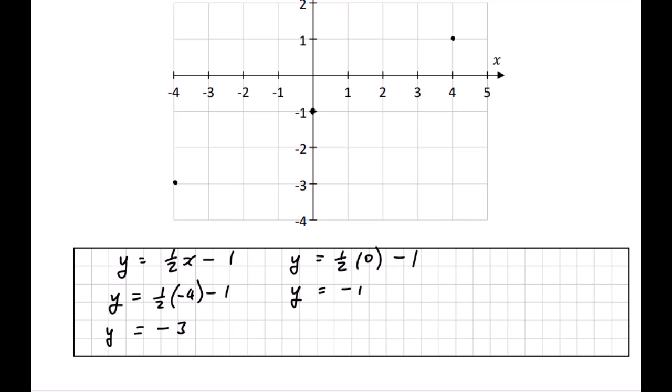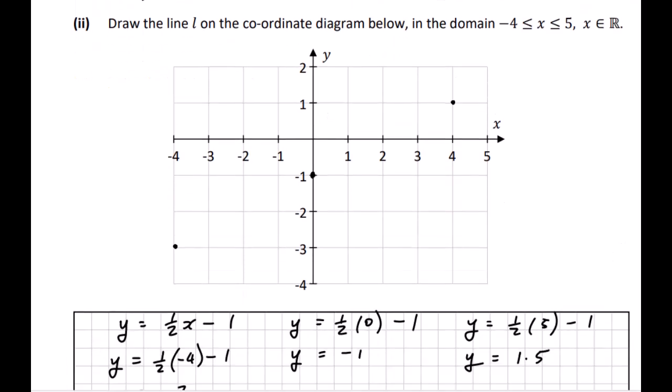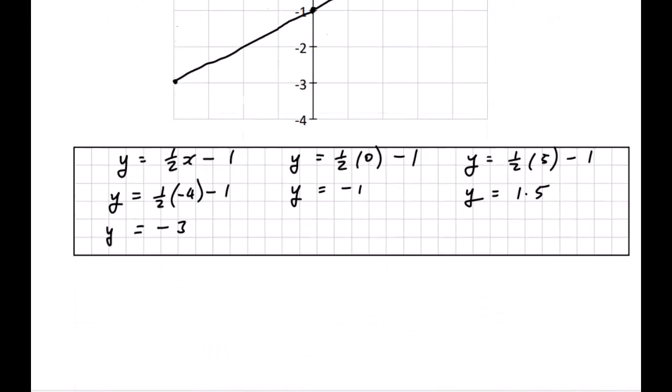Let's do one more. Let's do 5. So y is equal to a half of 5 minus 1. So y is equal to half of 5 is 2.5. 2.5 minus 1 is 1.5. Okay, so let's just draw that one and join these up. So we have (5, 1.5). So (5, 1.5) is going to be around here. So that's our line. So that's part 2.